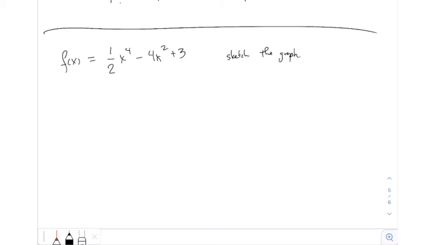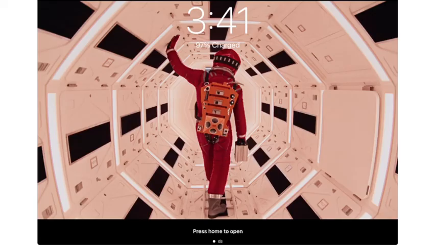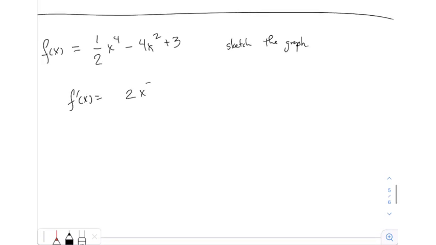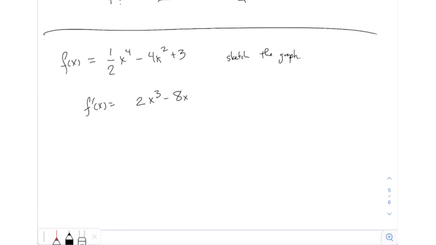All right, let's talk about these. I don't know if you finished yet. It's fine if you didn't. I don't know if I can do it in 9 minutes, but we'll see what happens. Everybody did the derivative, right, at least? So it's 2x cubed minus 8x, and the plus 3 goes away.